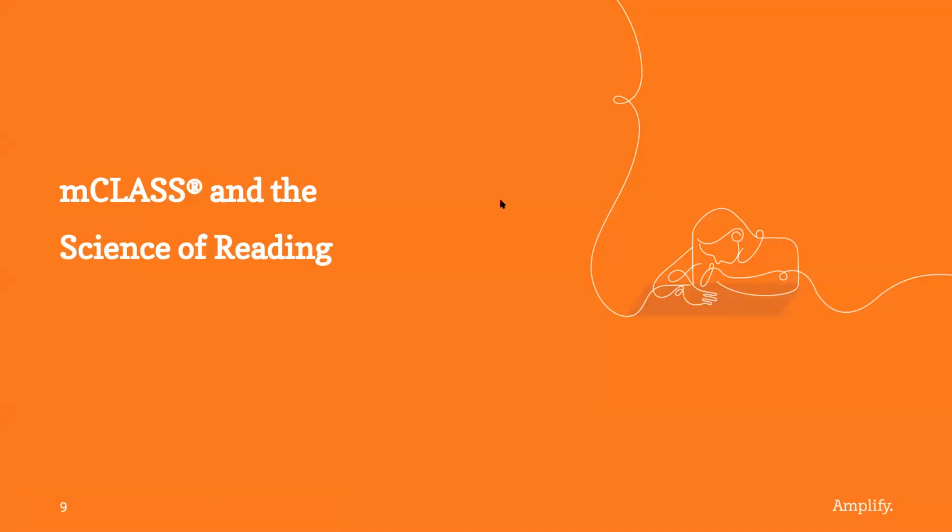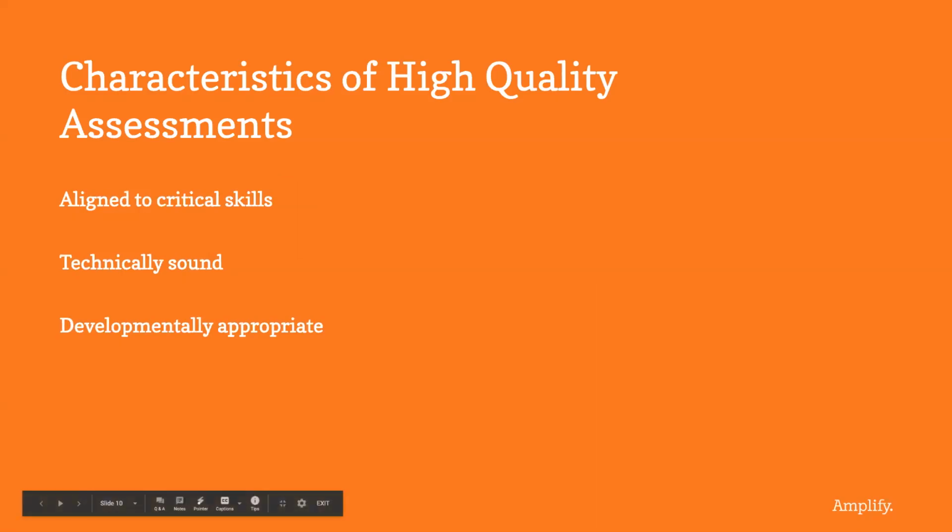So moving forward, I'm going to talk a little bit about mCLASS and how this assessment is linked to the science of reading. So this might be a review if you've attended one of our previous webinars, but it's really important when we're looking at assessments that we want to make sure that they're high quality. And so high quality assessments, we know that they should be aligned to the critical skills that we know are important for reading comprehension. They should be technically sound. We want to make sure that we're actually getting a valid assessment of the student's skills. And they should also be developmentally appropriate. So based on the child's development and age, the assessment might look a little different.